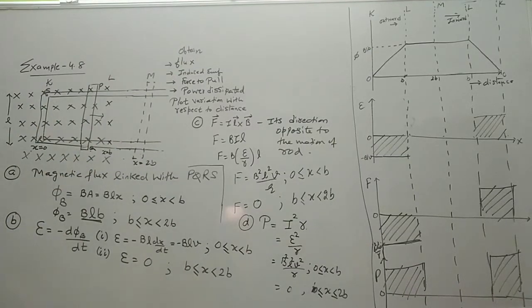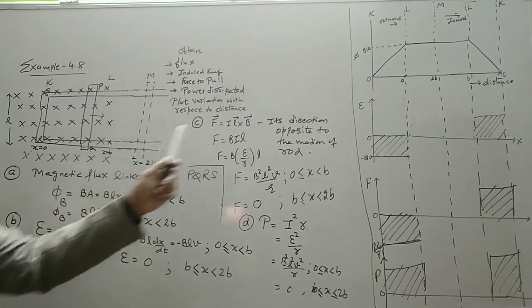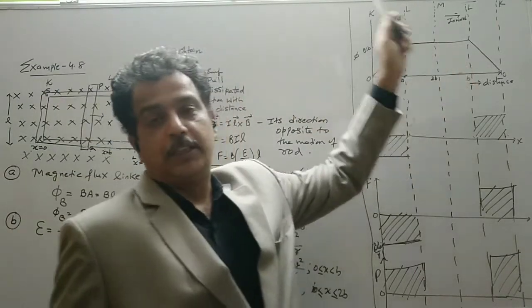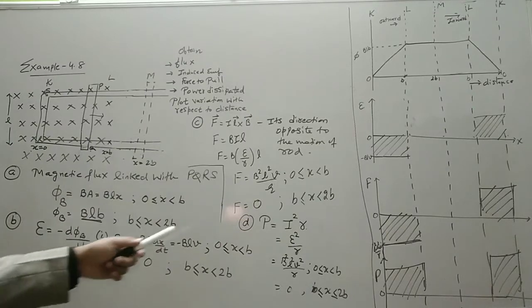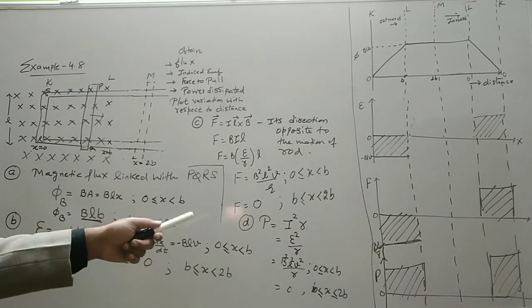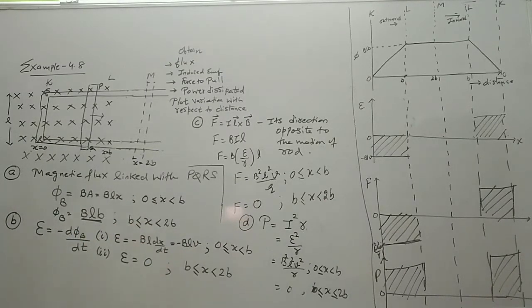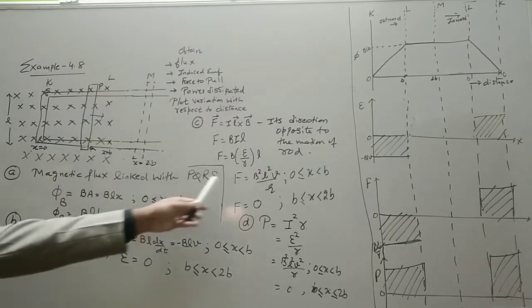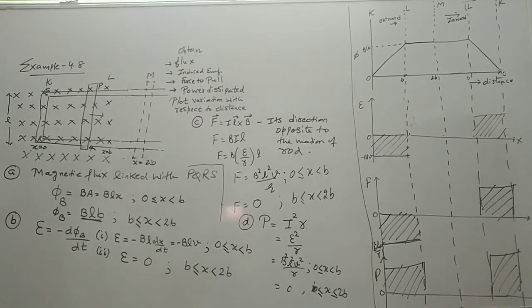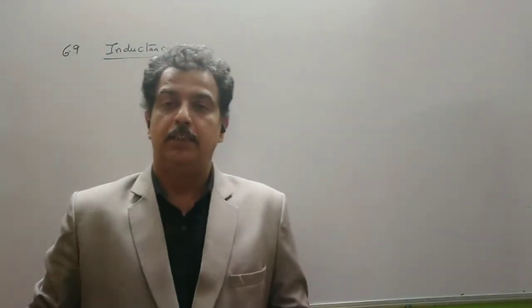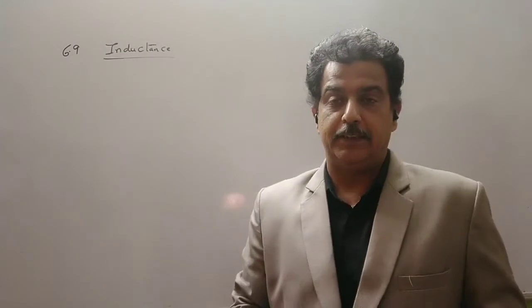The flux first increases, remains constant, then it decreases. The other quantities need a sign, except power, because it is I square R. Power loss cannot be positive or negative, it is always positive. So we have two directions involved, one with the induced EMF and the other with the force required to pull the rod.